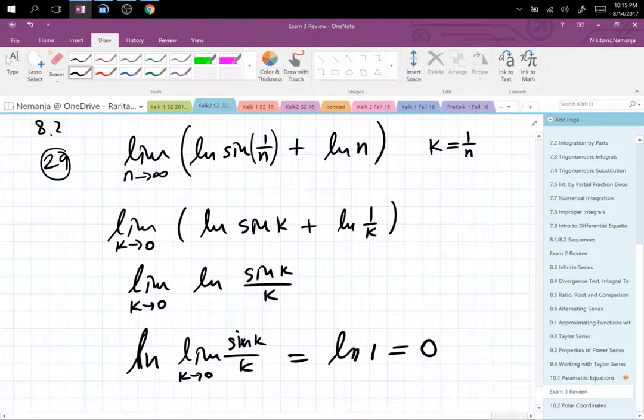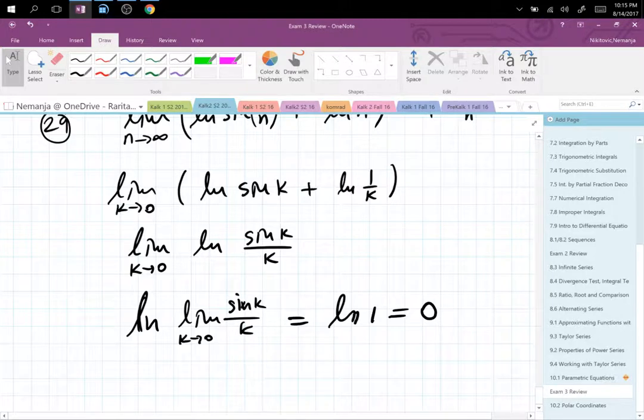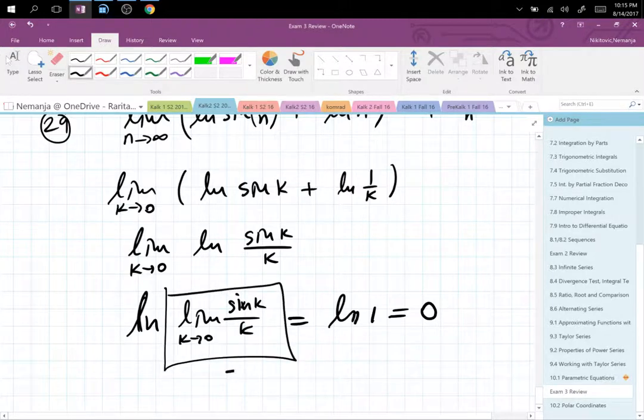How can it be 1? How is it equal to 0? So that limit there is 1. But how can it be 1 if you do sine of 0 over 0? The limit is 1. Do L'Hopital's rule. 0 over 0, derivative is cosine over 1. Cosine of 0 is 1. 1 divided by 1 is 1.